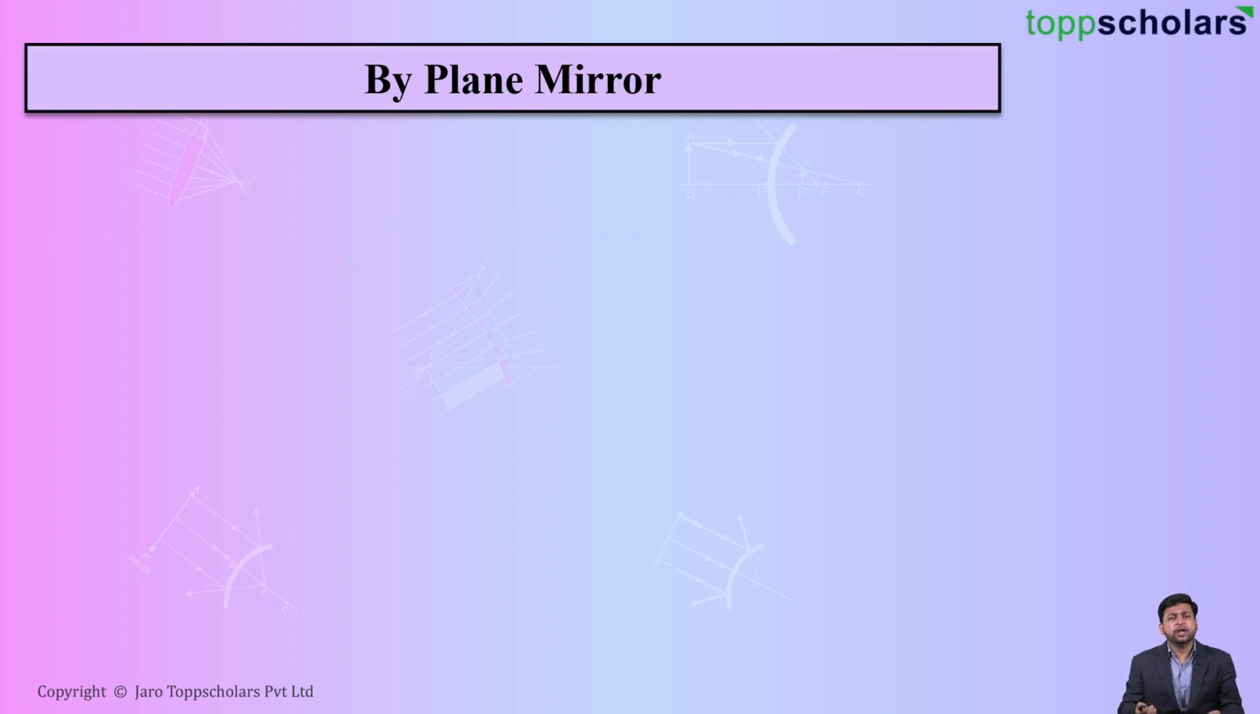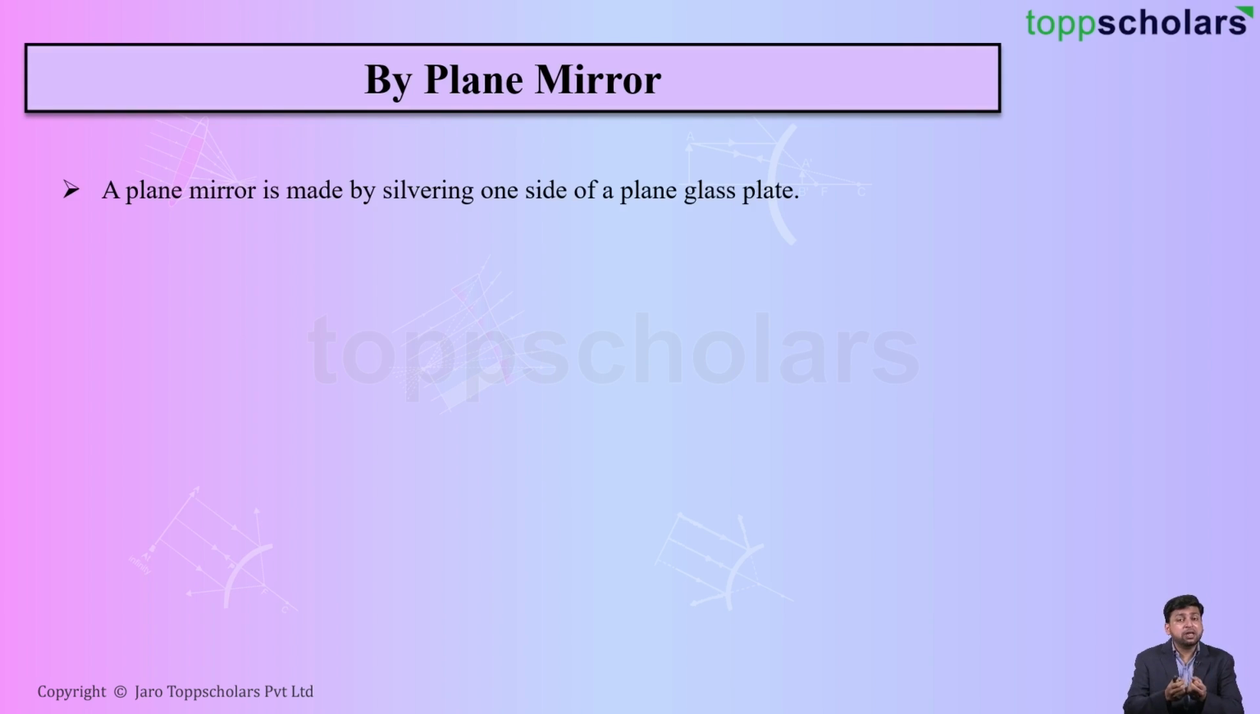So let's start with your next topic, that is image formed by plane mirror. Now when you consider the image formed by plane mirror, a plane mirror is basically made by silvering one side of a glass plate. So suppose I have a glass plate and on one side I am silvering it. So basically that is called a mirror.